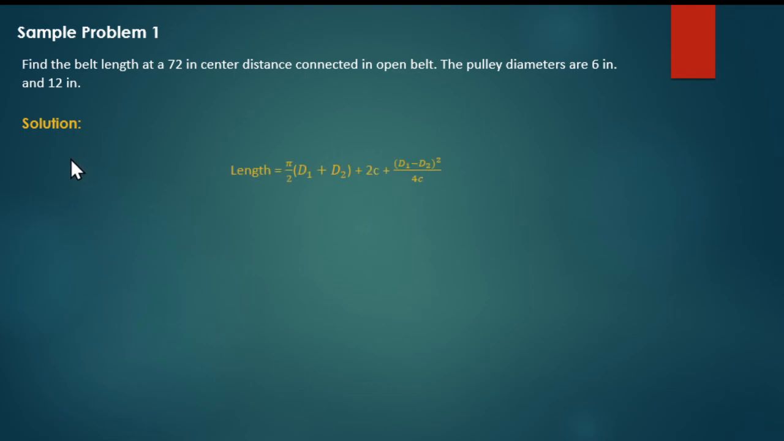So the solution for this, we have this formula, length is equal to pi over 2 times d1 plus d2 plus twice the center plus d1 minus d2 squared over 4c. If we substitute all the values of diameter and center, we have this: 2 times 72 plus 12 minus 6 squared over 4 times 72. If we calculate this equation, we get the value 172.39 inches.